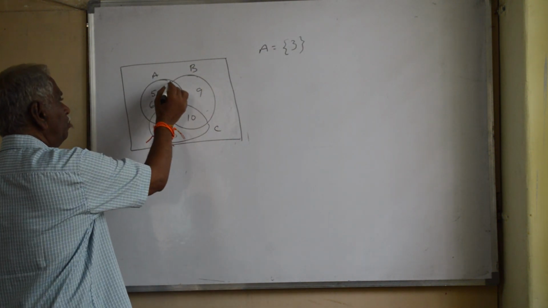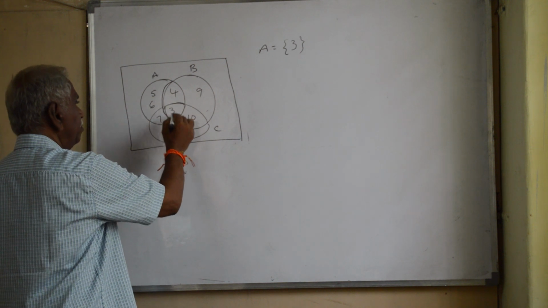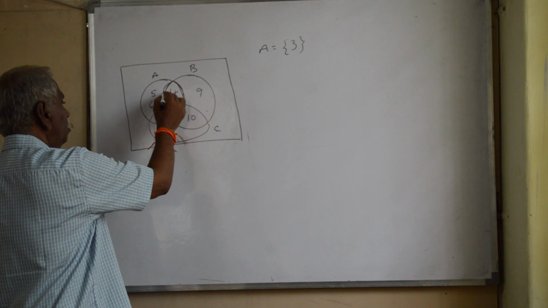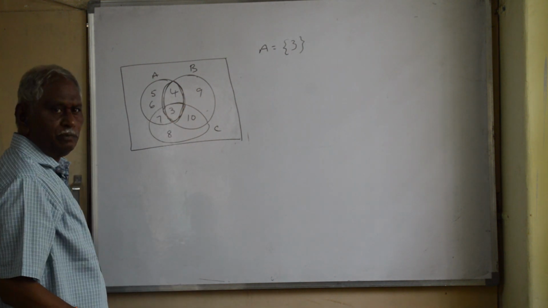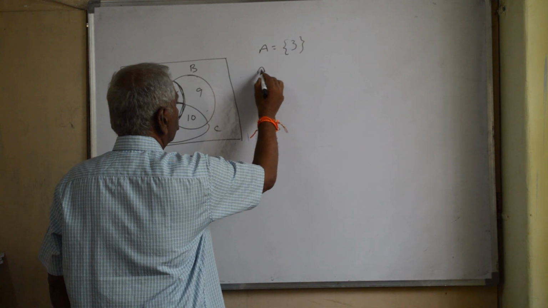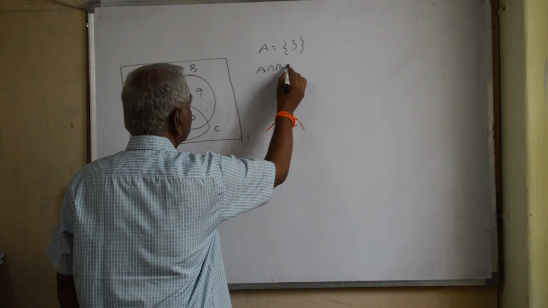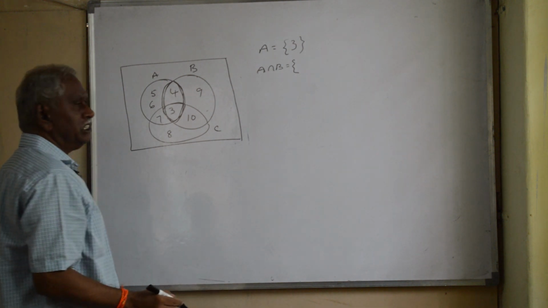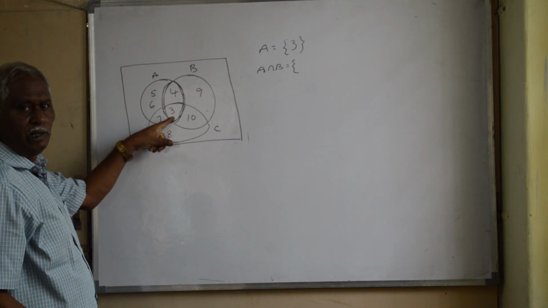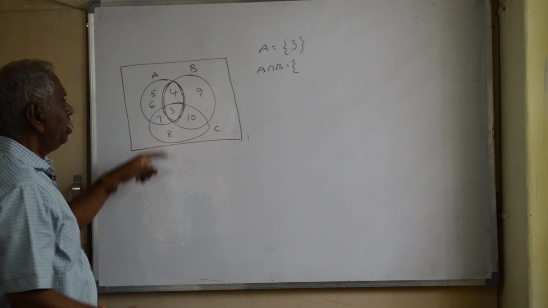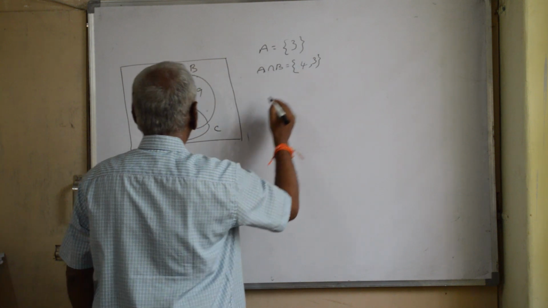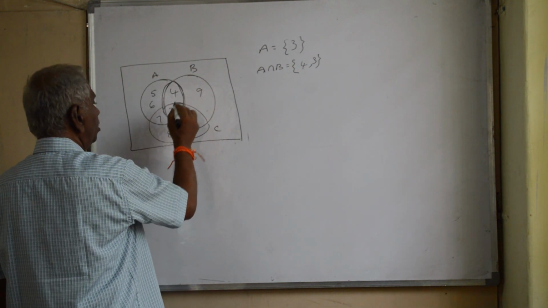And what is the common portion of A and B? The common portion of A and B is called A intersection B. What are the elements in A intersection B? 4, 3. These are the common elements.